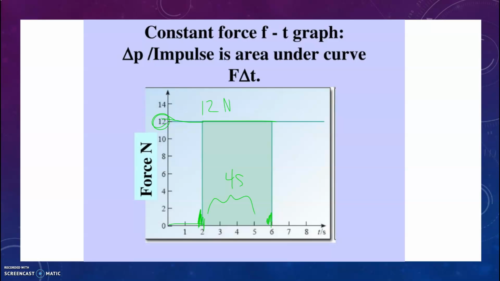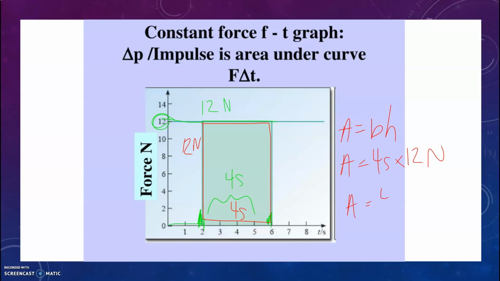So if we wanted to find the impulse that's acting on this object, we could find the area under this rectangle. So we would only find the area for this rectangle. We know that it has a base of 4 seconds and a height of 12 newtons. So our area for a rectangle would be base times height. So we would have 4 seconds times 12 newtons. So of course our area would be 48 newton-seconds. So this would be the impulse on the object for this graph.